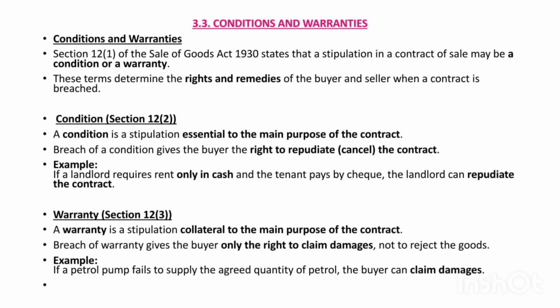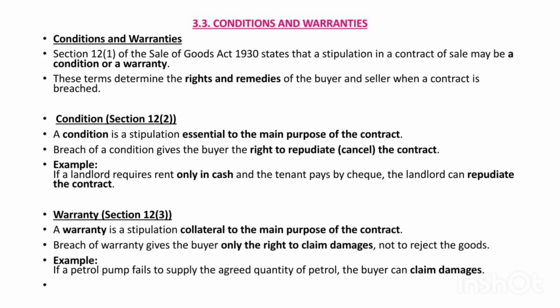The next one is what is meant by condition under section 12 subsection 2. Subsection 1 tells what is a condition or warranty. A condition is a stipulation essential to the main purpose of the contract. Essential means it's the heart of the deal. That is, without this term, the contract has no meaning. Breach of a condition gives the buyer the right to repudiate the contract. Repudiate means cancel or reject. So the buyer can return the goods and get a full refund.